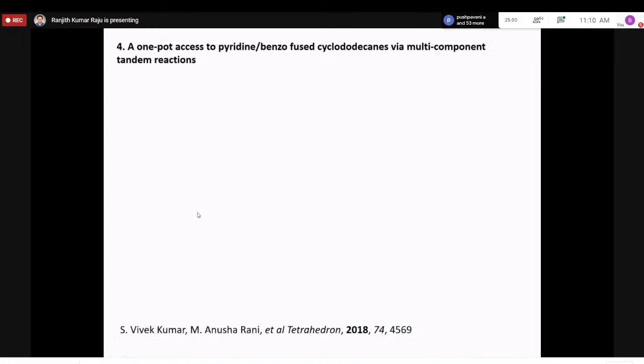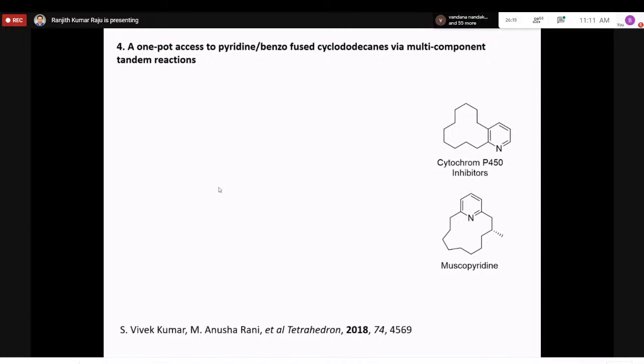And then we wanted to further extend the same reaction with higher ring systems. So in literature, we saw that pyridine-fused cyclododecanes are used in perfume industries and also as some drugs. So we wanted to make such systems through our multi-component domino reaction. So we took the cyclododecanone, aromatic aldehyde, and malononitrile, of course, and ammonium acetate as the nitrogen source.